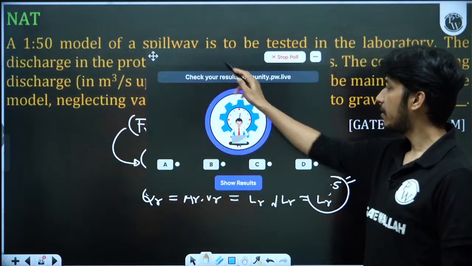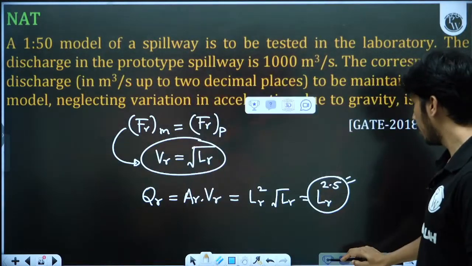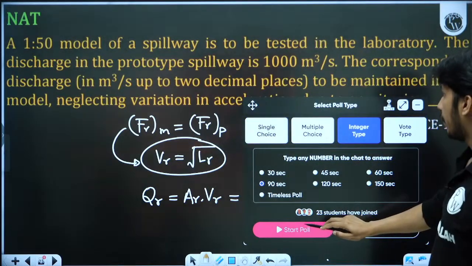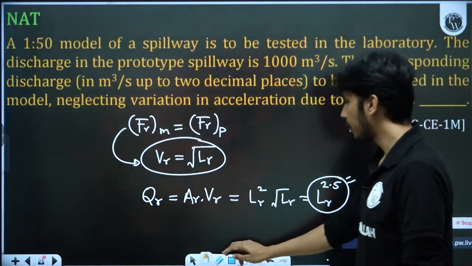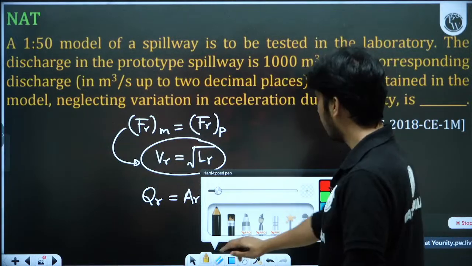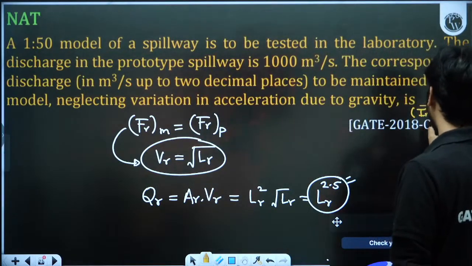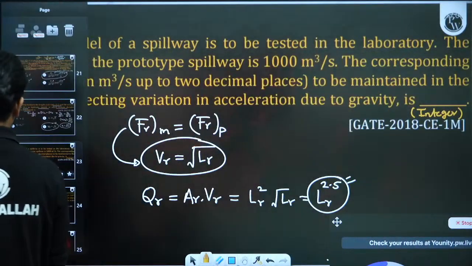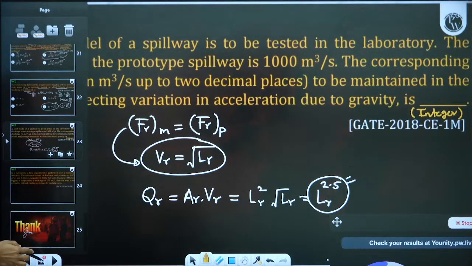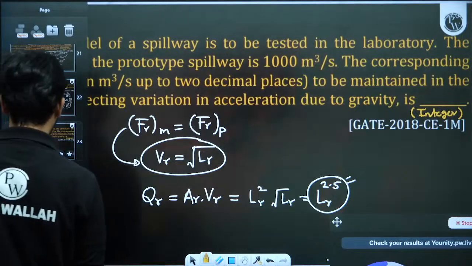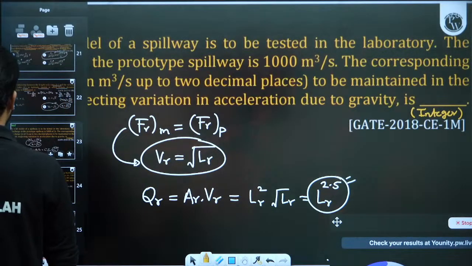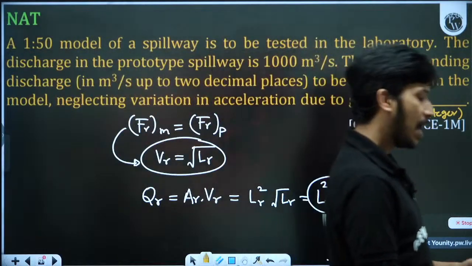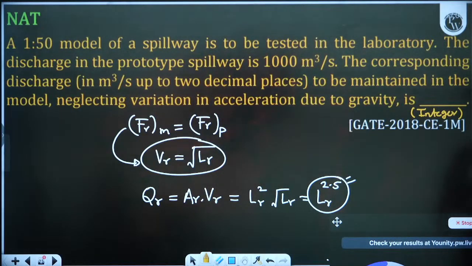I'm giving you 90 seconds. Sorry, I have to stop this poll because by mistake I have taken that poll. Integer type I have to give. You can give me the answer in integer because it is discharge. Quickly give me the answer in integer. After that, we will do one more question and then I will end the session.